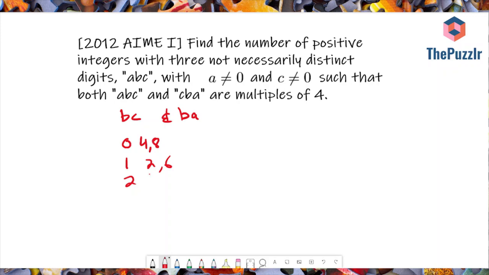What about 2? Well, 24, 28, those are the only two that work. And now we notice the pattern. For even numbers, it's 4 and 8. For odd numbers, it's 2 and 6. So odd values of B, you can only have 2 and 6 for the units digit. And for even values of B, you can have 4 or 8. So for any B value that we pick, there's two choices that we can have here. And then when we flip the number, there's two choices that we could have here. There's 10 ways to pick the value of B and 4 choices for each value. So our answer for this AMC problem is just 40, and we're done.